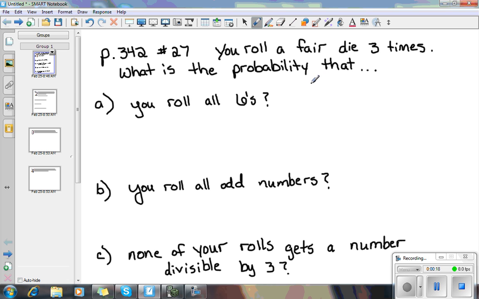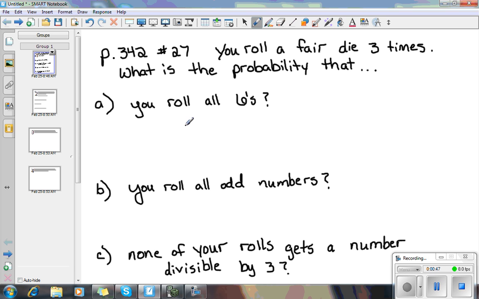So in your book, you might want to turn to your book, although I do have the problems written down here. You roll a fair die 3 times. What is the probability that, and the first problem says you roll all 6s. Well, since each die is independent, actually it's the same die 3 times, but it can't remember what it rolled the first time. Remember that it's independent because the outcome of your second roll is not affected at all by the outcome of the first roll.